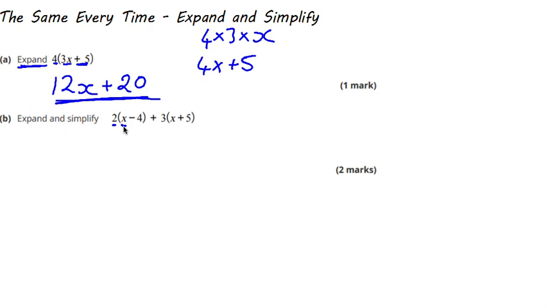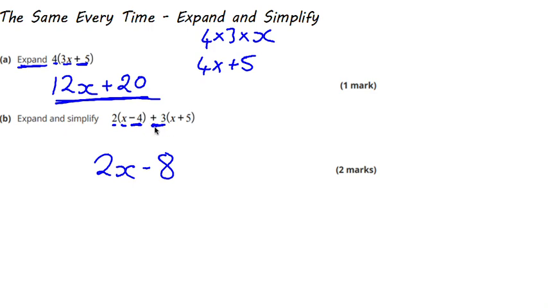There's a 2 outside the bracket. The first term inside the bracket is the x. 2 times x, 2x. Then the next term in the bracket is the negative 4, the minus 4. The negative sign has to go with the 4. 2 multiplied by negative 4 will give me negative 8, and I have to write down the negative sign. It's a minus sign in my final answer.